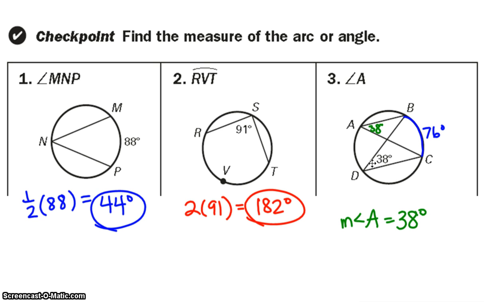For question number 3, these were two angles that intercept the same arc, and since they intercept the same arc, their angle measures are the same. I went ahead and showed you that the arc BC is twice 38, which is 76 degrees, but that's not necessary if you understand the second part of the theorem of inscribed angles.